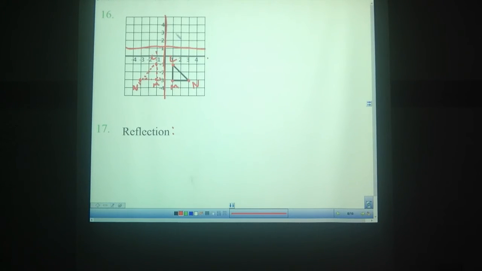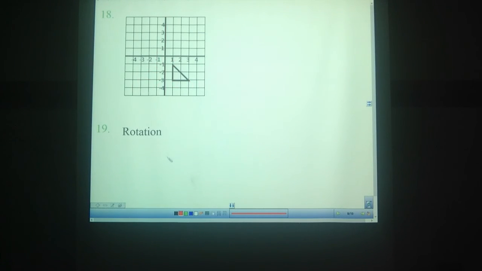L is 2 points below the line, so move it to 2 points above the line. N is 4 points below, moves to 4 points above. M is 4 points below, moves to 4 points above. We can even reflect across diagonal lines if we want to. One of the most important diagonal lines to reflect across is the line y equals x. You get the inverse of a function by reflecting across that line. So there's a variety of different things that can happen there.